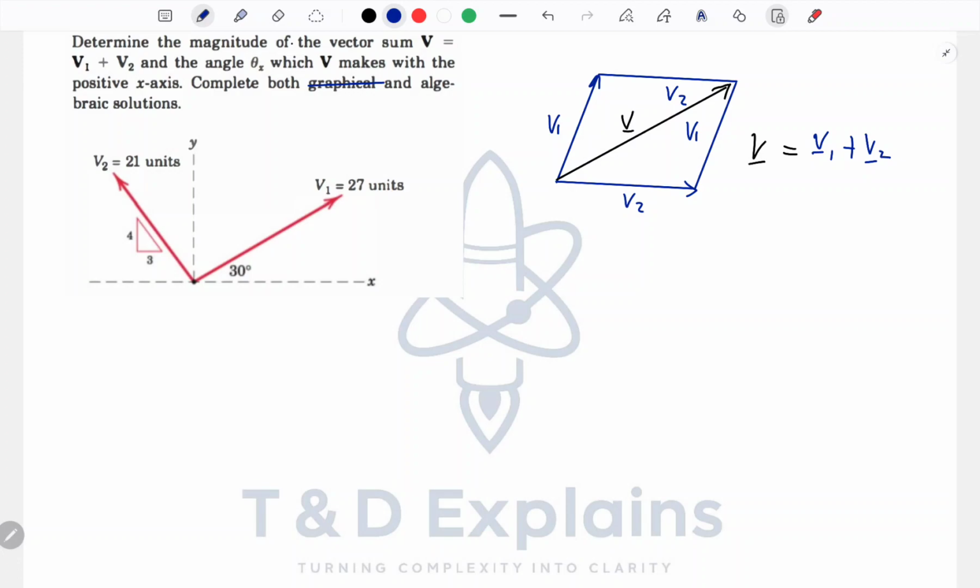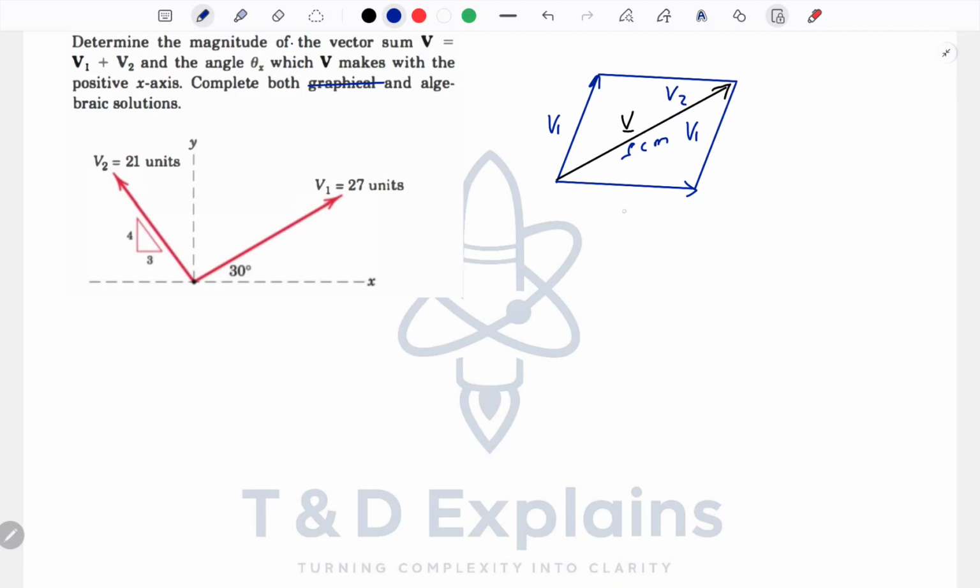So the graphical method simply means that if you have a certain scale, and you've measured v1 with your ruler, measured v2, you can use the same ruler to measure the length of v. If your 1 centimeter equals 10 units, then let's say this is 5 centimeters, this is 3 centimeters, then you can say that v is going to be equal to 5 times 2. Then you get your 10 units. That's simply the graphical solution.